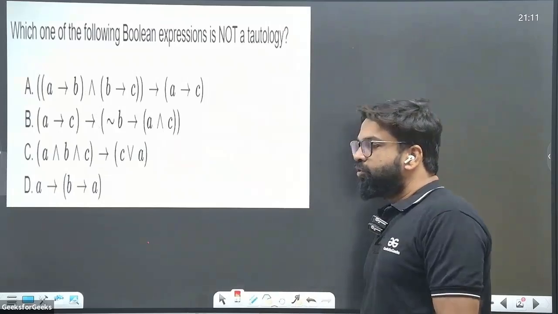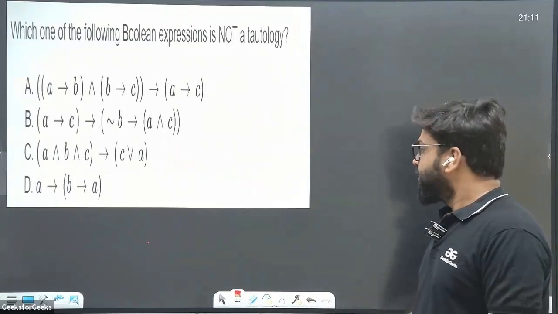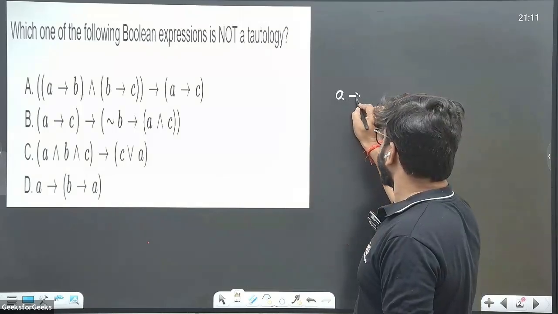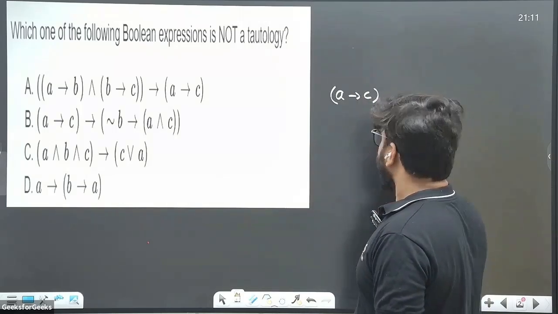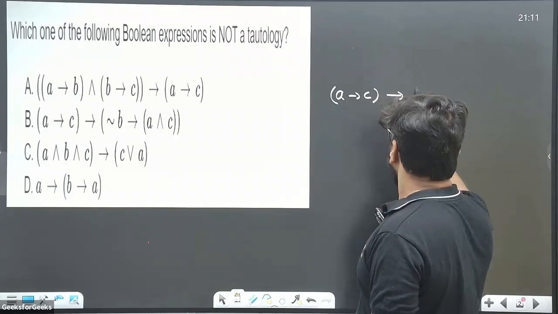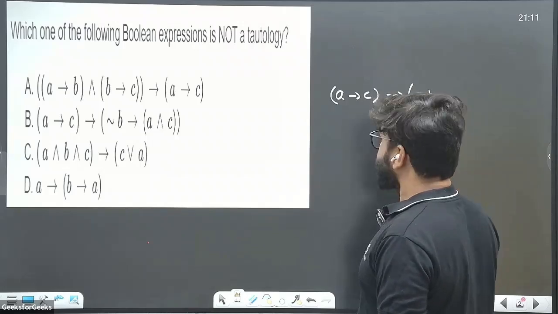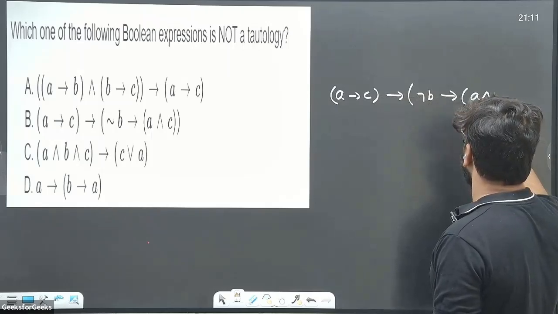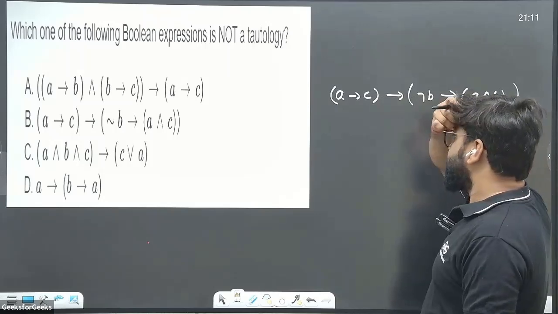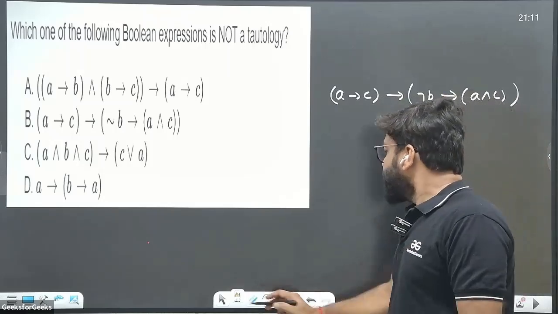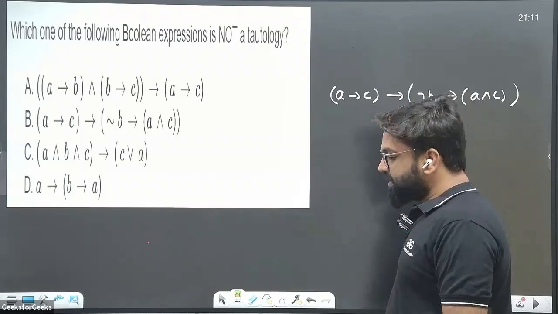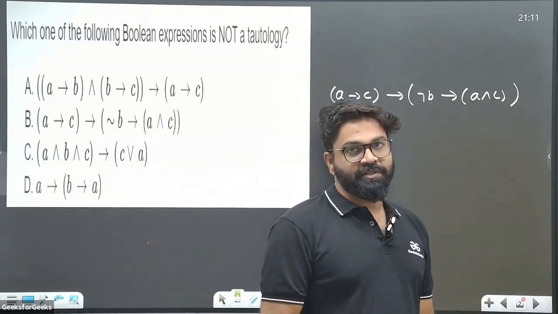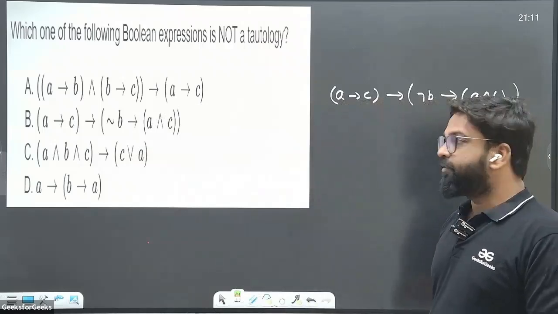in this question the cases have been expanded a little bit. So for example, if I write this equation here, which is nothing but A implies C, and then this whole thing implies, and then this one is the negation of B, and the negation of B implies A and C. So here we will have some equations like that. Now let's try to understand. As you can see, what is our main motto? Our main motto is we have to take the left side as true and we have to make the right side false.